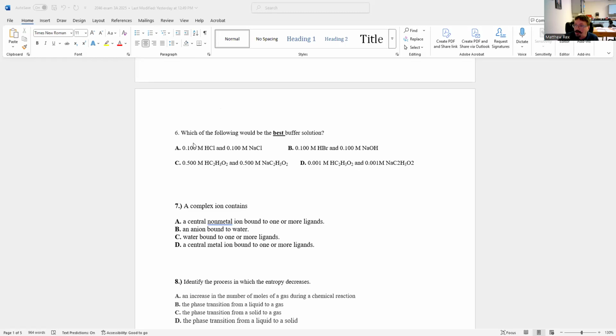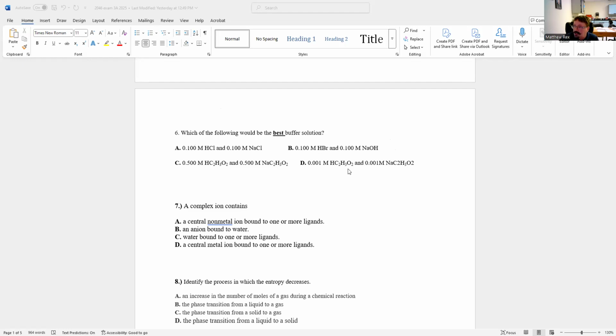Which of the following would be the best buffer solution? So not necessarily just a buffer solution, but which one would be the best buffer solution? All right, so for 1, I have HCl and NaCl, but buffers need to be weak acids, ideally, and weak bases. HCl is a strong acid. Even though the Cl minus is its conjugate base, that's really not a good buffer. HBr and sodium hydroxide, this is just a strong acid and a strong base. All they're going to do is neutralize each other.